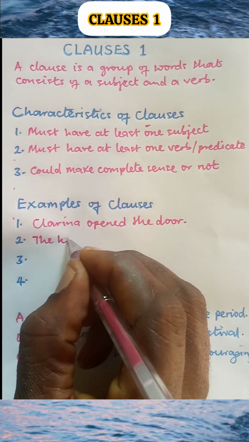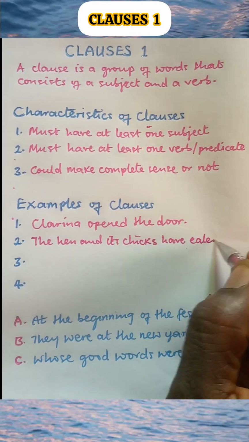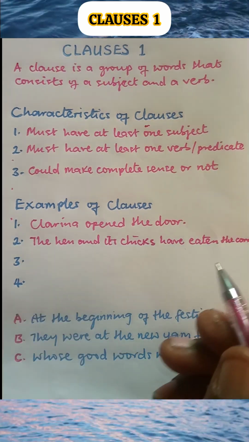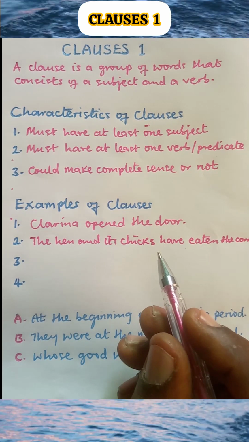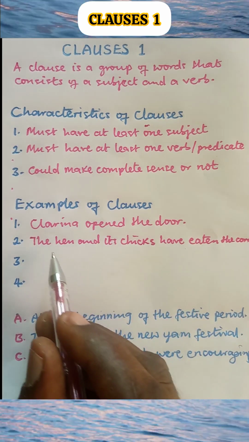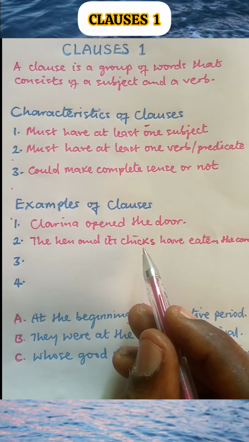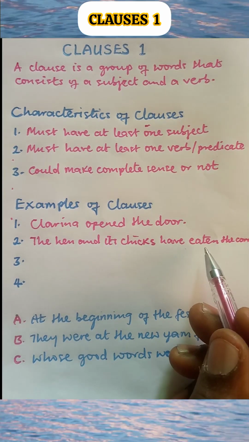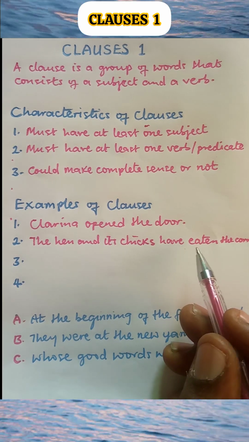Number 2. The hen and its chicks have eaten the corn. Here, this clause contains more than one subject, which are the hen and its chicks, and also more than one verb, which are have and eaten. This group of words also makes complete sense.